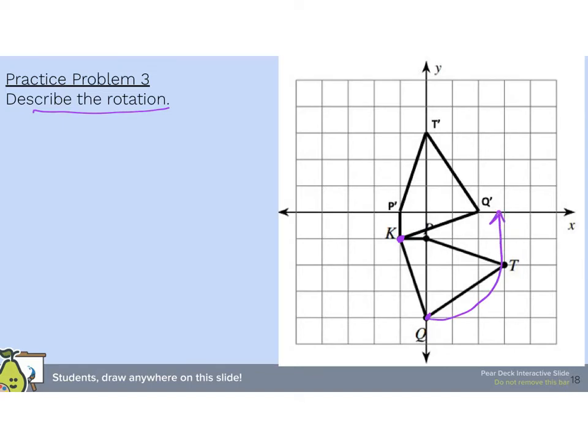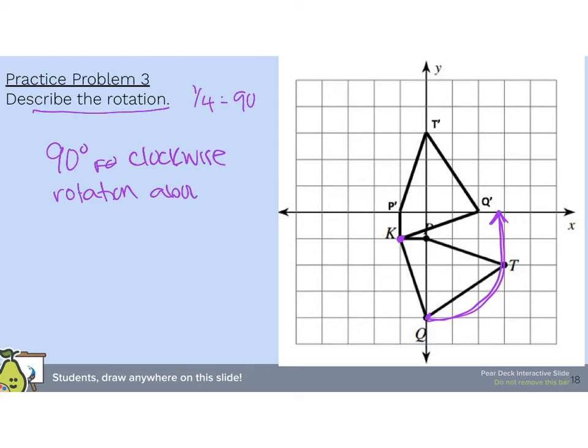1/4 of a turn. So 1/4 is 90 degrees. This direction is the clockwise direction. So one option is that it moved 90 degrees, 90-degree clockwise rotation about point K, which is located at -1, -1.